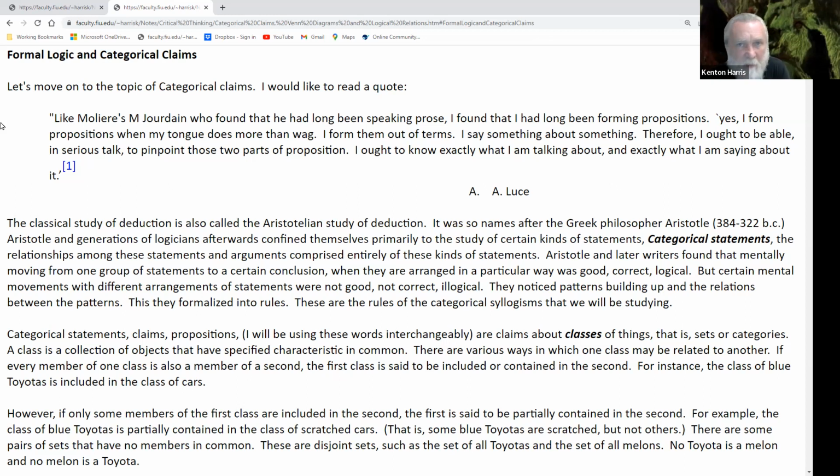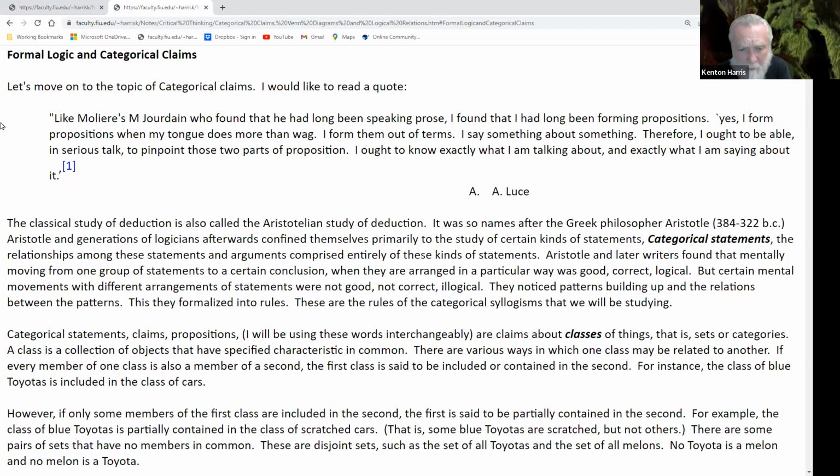So it might be talking about whales or cats or breakfast cereals or something like this. There are various ways in which one class might be related to another class. If every member of one class is also a member of the second class, the first class is said to be included or contained in the second class.